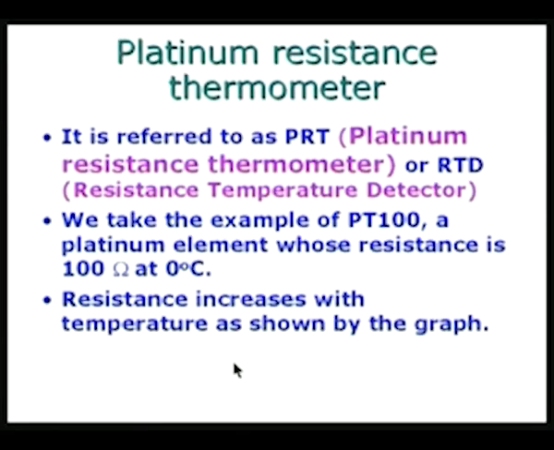So, the platinum resistance thermometer is also referred to as PRT. PRT is nothing but P for platinum, R for resistance, T for temperature, or it is also referred to as RTD. RTD is simply a resistance temperature detector. So, RTD can refer to any resistance temperature detector, but PRT will refer to only a platinum resistance thermometer.